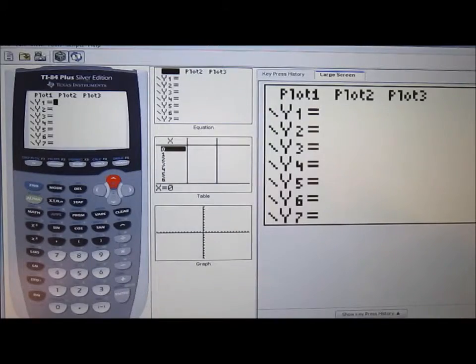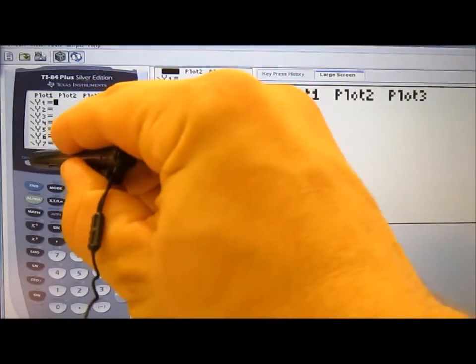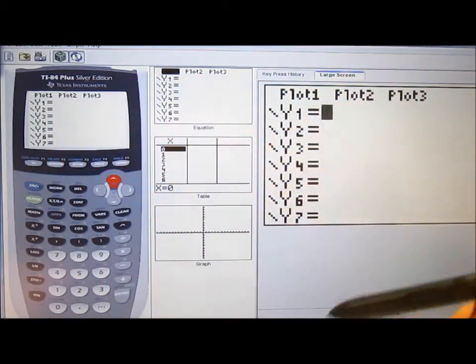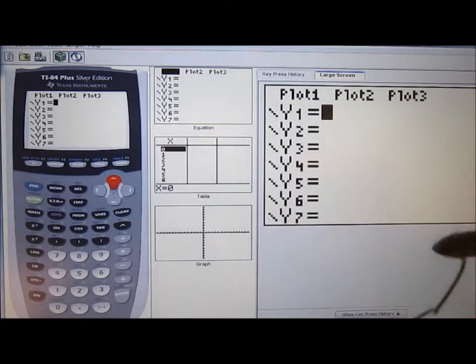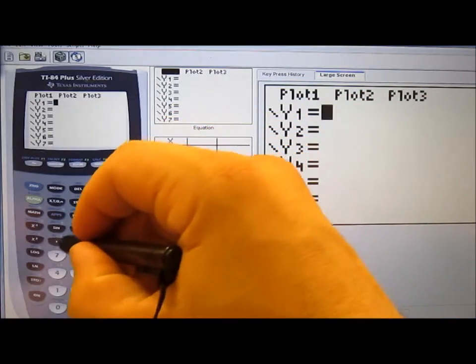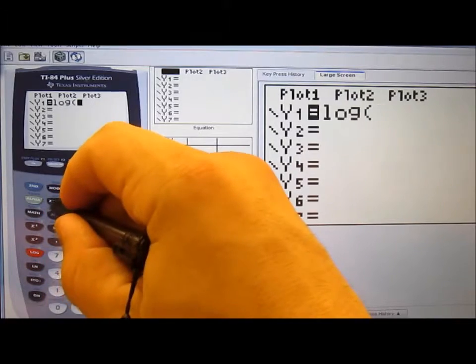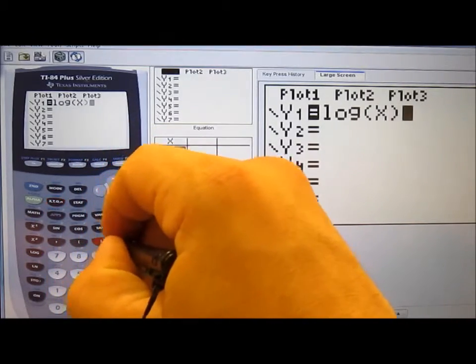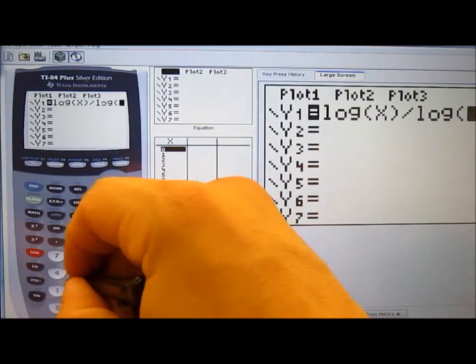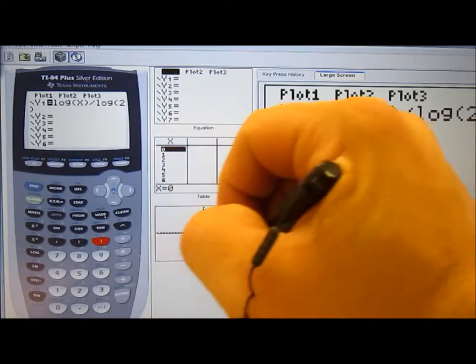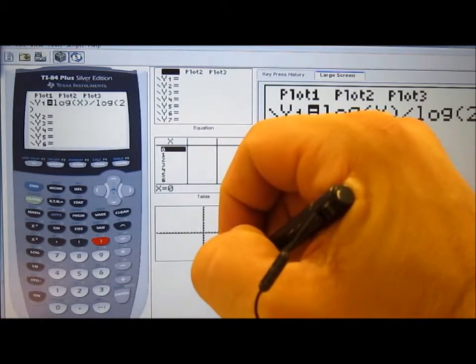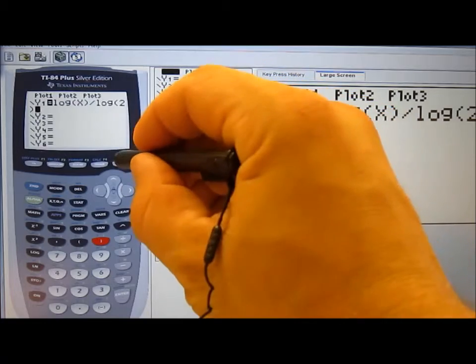First, go to your graphing window by clicking y equals, then type in log x divided by log 2. Next, hit graph, and there we have our log base 2 of x graph.